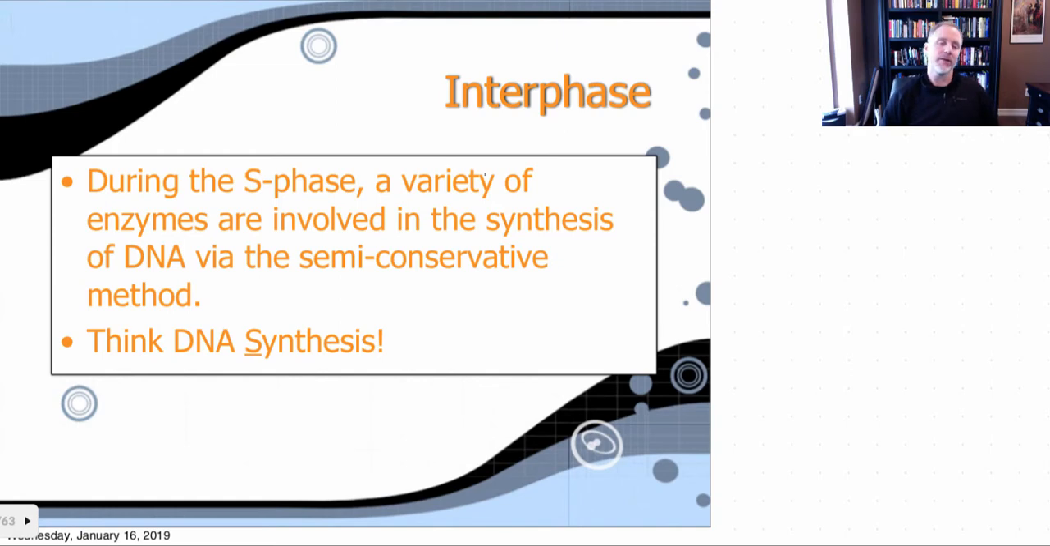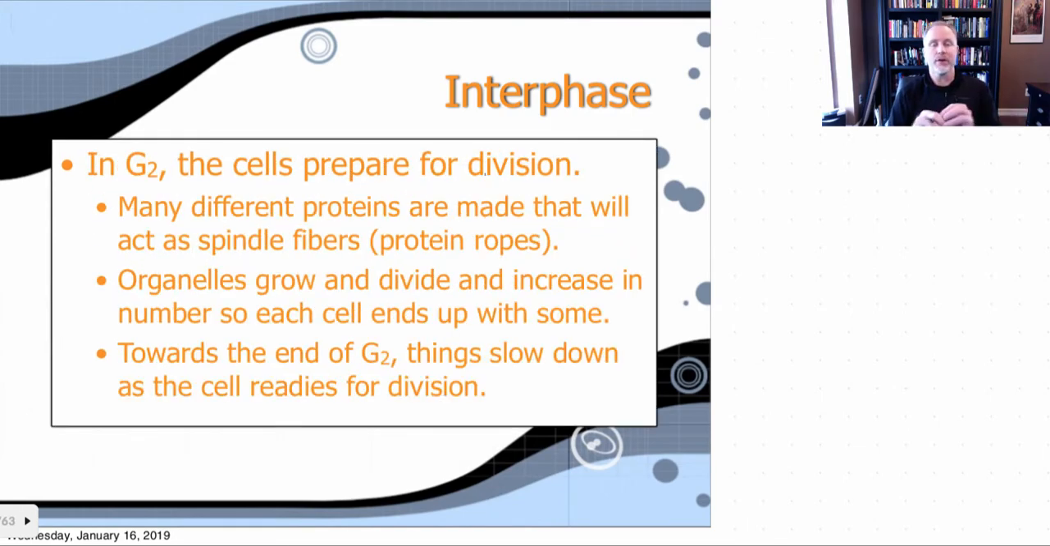During interphase we also have that S phase that we talked about, and just think DNA synthesis. This is where the DNA is going to be synthesized, or made. In that process, we're basically duplicating the amount of DNA. We're going to have a variety of checks in place to make sure that this process is occurring correctly, okay?